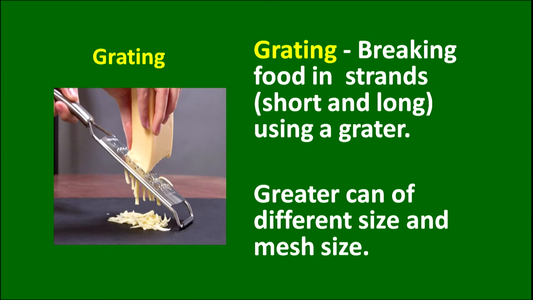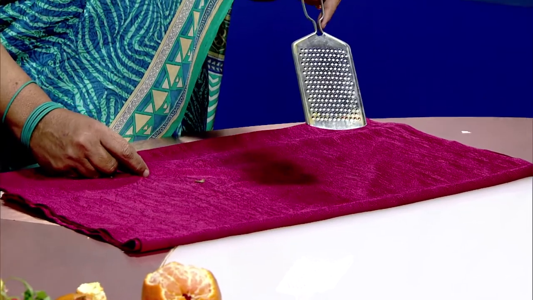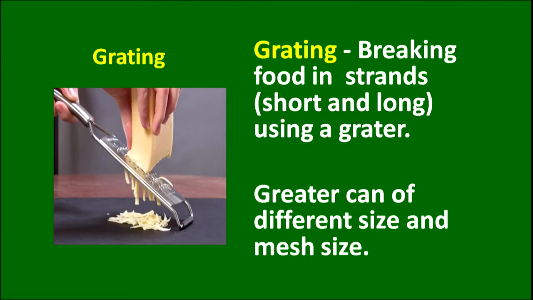Now we'll talk about grating. Sometimes grating is required when you are making raita, you are making halwa, or you are grating cheese over the pizza. So there are various kinds of graters available in the market with different sizes and different mesh sizes. Mesh size means the size of the hole. This is a very small one, very handy. And this is basically a cheese grater, you can see in the picture also. So you can grate the cheese here.